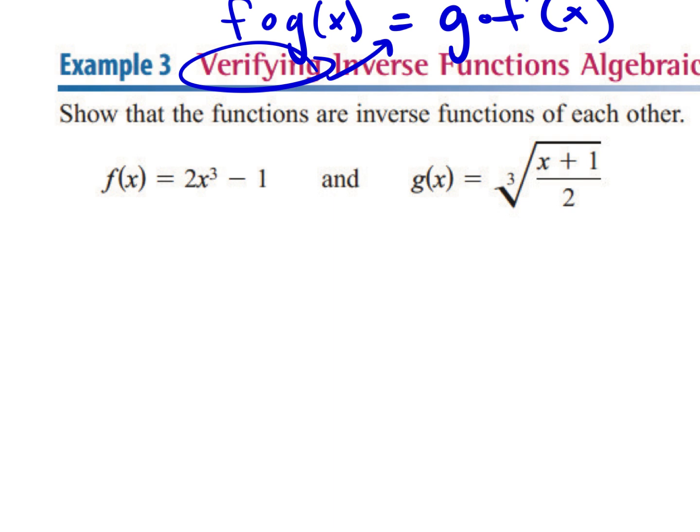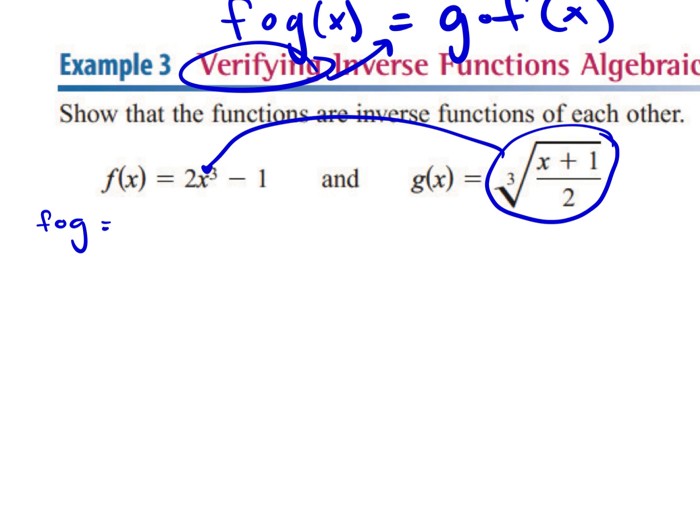So first let's find f of g. So which one's on the inside when we're finding f of g? What goes on the inside here? For finding f of g, which one's on the inside? G. So we're going to take g and plug that into the x in f. So we have 2 times the cubed root of x plus 1 over 2 cubed minus 1.